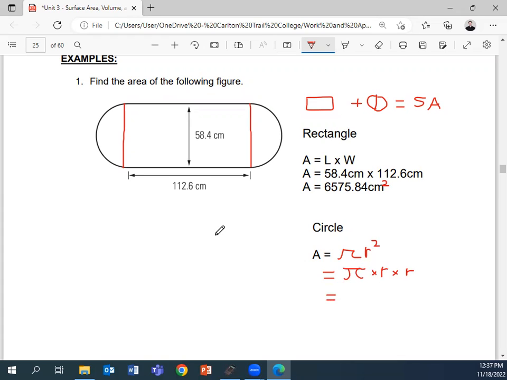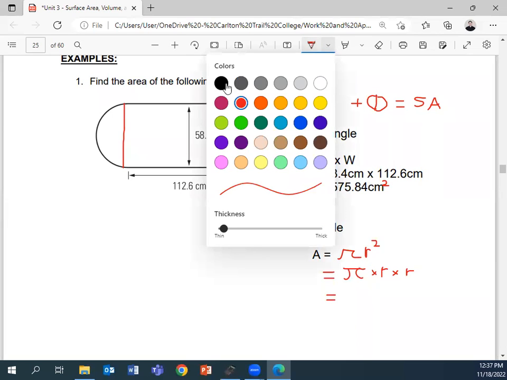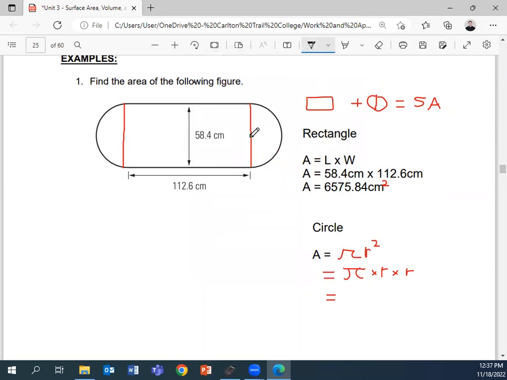Now, there's a complexity here. We need the r, we need the radius. There's no figures here, so we need to use what we know to find what we don't know. I'm just drawing the center of each semicircle there. How can I figure out the radius based on the information I have here? Take the height of it and divide it by 2. Remember, the radius is the thing I'm drawing in black here, right? It's half the length of a circle from the outside to the edge. I know how tall the whole circle is, so just cut that in half.